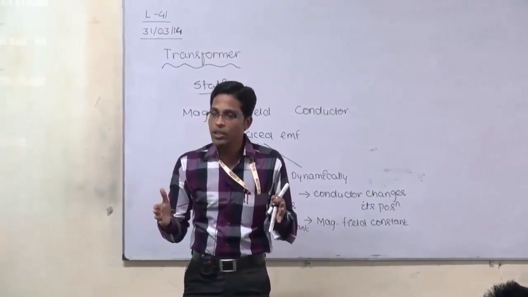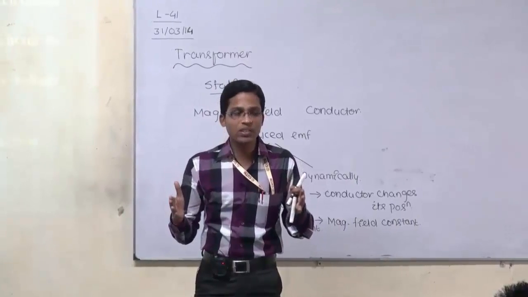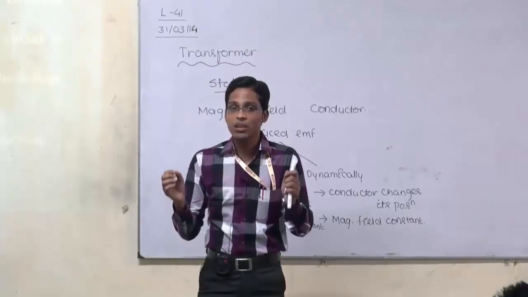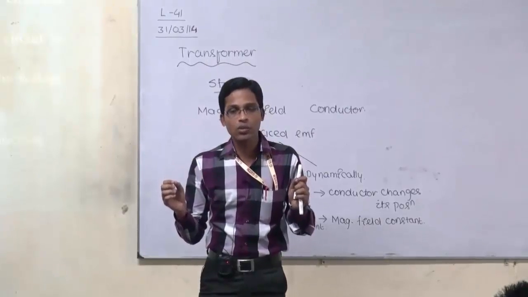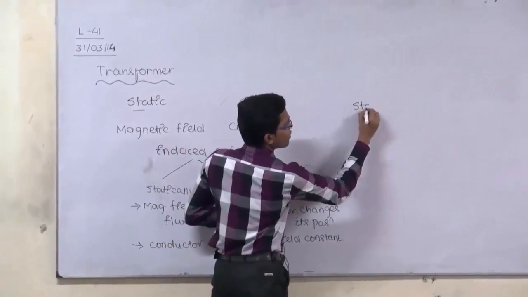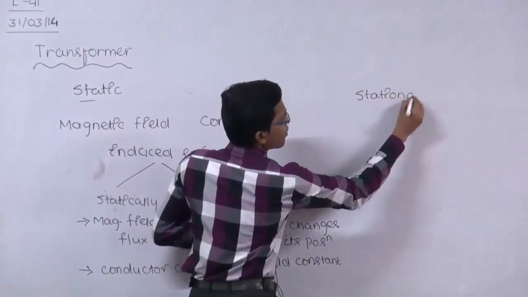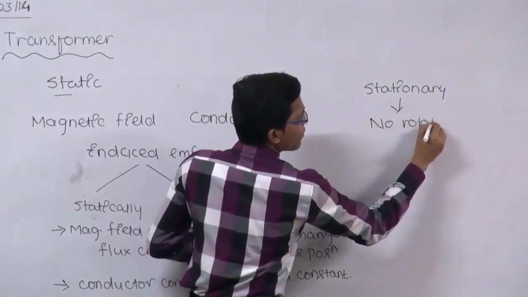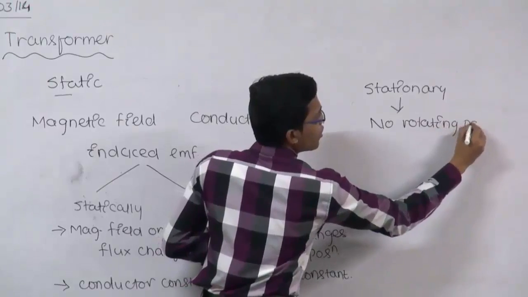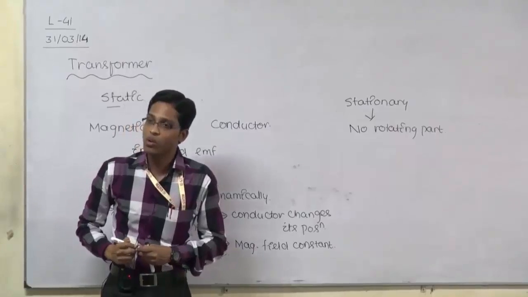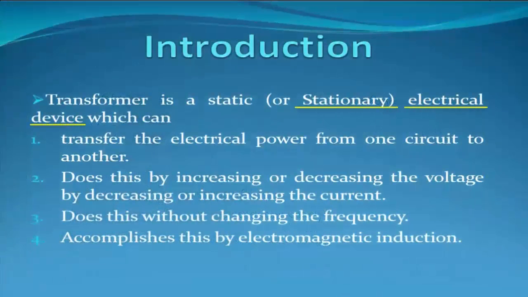Whatever the conductors and different parts are there, they are fixed, they are not rotating. So simply we can say in a transformer there is no rotating part. That's why it's also called a stationary device. Stationary in the sense of no rotating part. Since there is no rotating part in a transformer, it's also called a stationary electrical device. So these are the first 2 points, static or stationary.